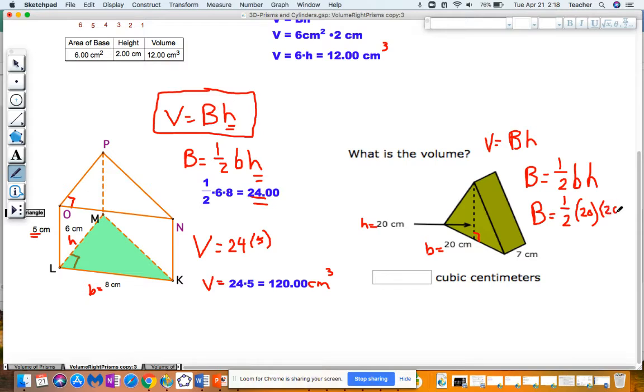So this 20 represents the base. I don't think we need a calculator for that.